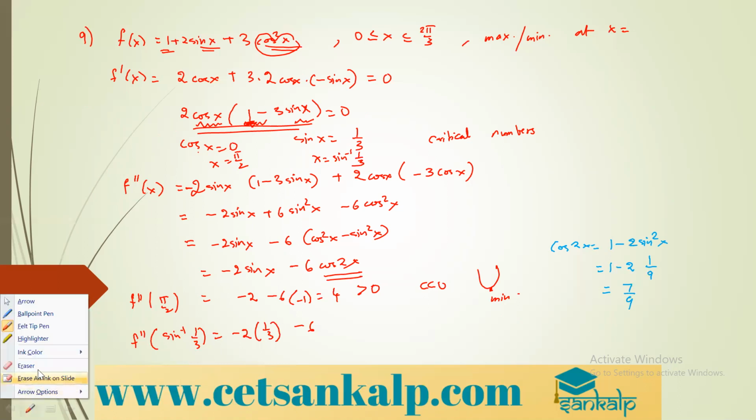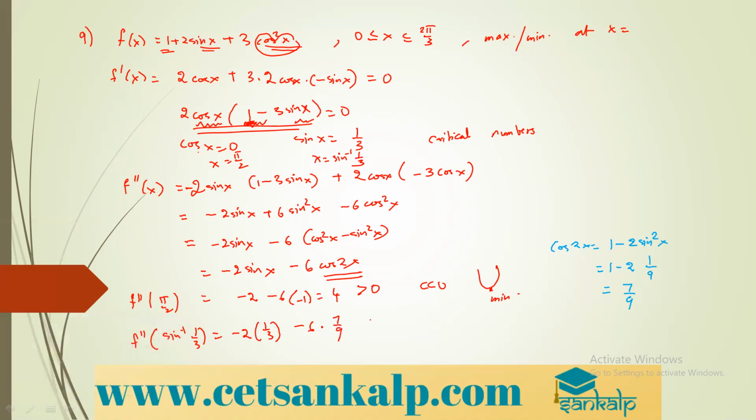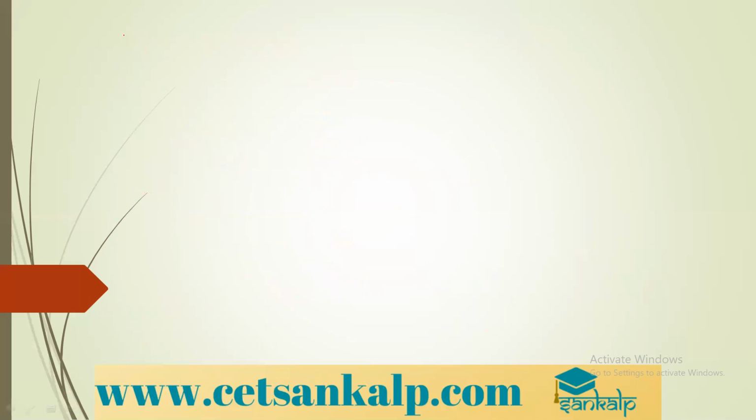So this value we can use here. Minus 6 into 7 by 9. You're getting a negative number, concave down. That means maximum. Minimum at x equal to pi by 2 and maximum at sine x equal to 1 by 3. This is the easiest way to solve. Next, question number 10.